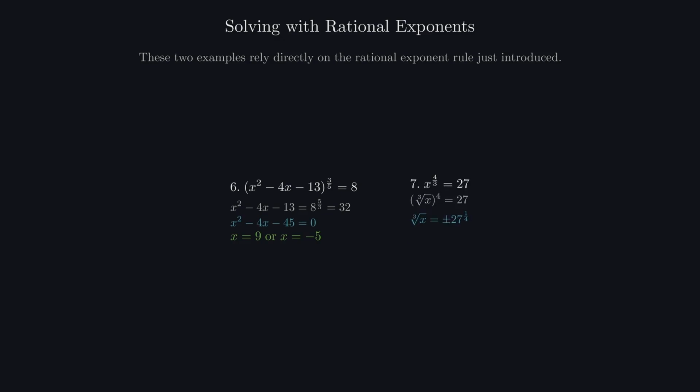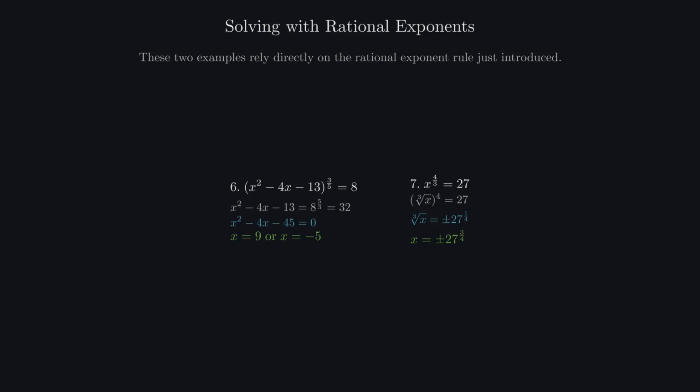Example 7. X to the 4/3 equals 27. Rewriting the exponent as a root and a power, that's the cube root of x raised to the 4th equals 27. Taking the 4th root of both sides, the cube root of x equals plus or minus 27 to the 1/4. So, x equals plus or minus 27 to the 3/4. Both of these examples apply the rule we just introduced, using it to solve rather than just to simplify.